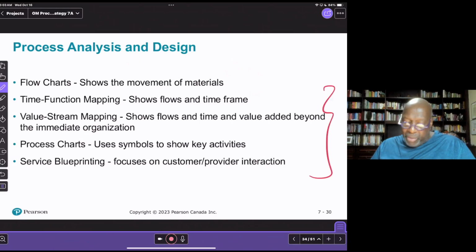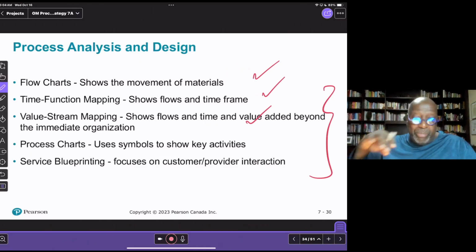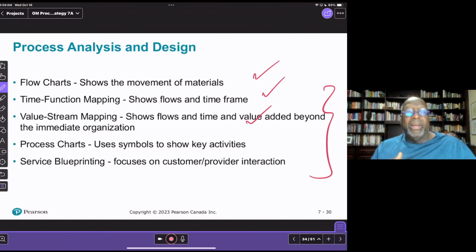And there are some tools that we can use. Flowcharts help us to map the actual process and understand the various steps that are involved and how we can improve these various steps. Time function mapping takes the process steps but puts them on a timeline so we can see how long it actually takes to complete a particular product or service. And then value stream mapping is kind of like time function mapping, except that you actually start right from the supplier and you get a sense of where value is actually added in your process.